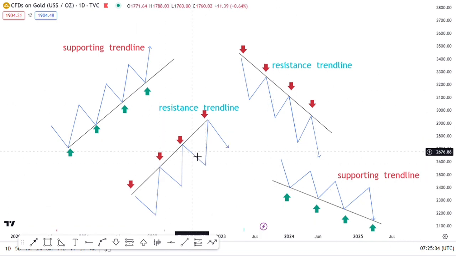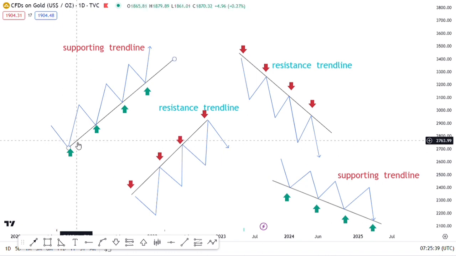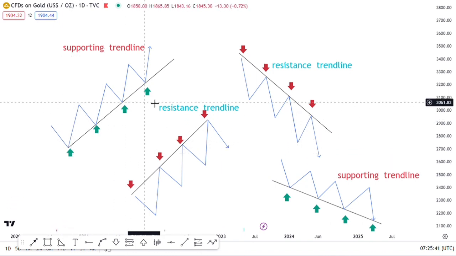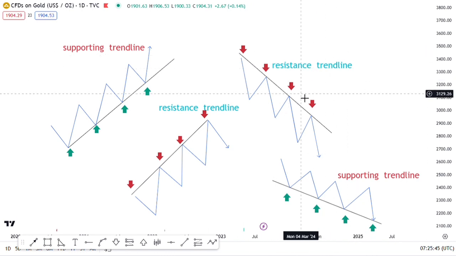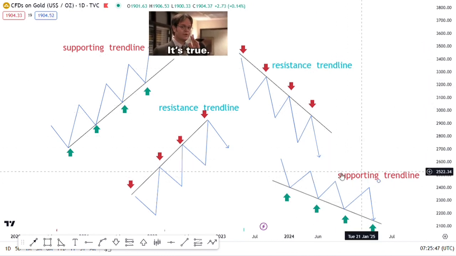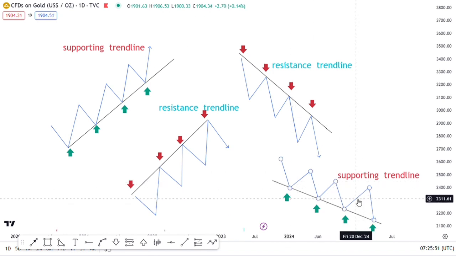When you're on an uptrend, we say our resistance trend line is like this. When you're on an uptrend, we say our support trend line is like this. When you're on a downtrend, we say our resistance trend line is like this. And when you're on a downtrend, we say our supporting trend line is like this.